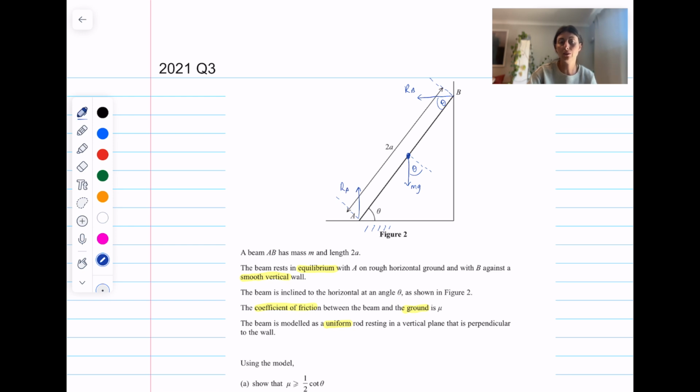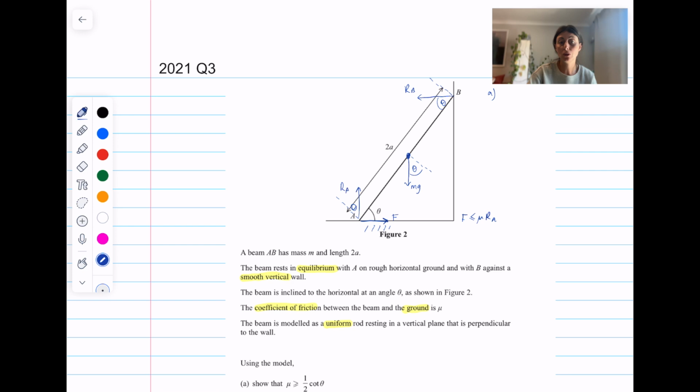I'm also going to add on my friction, which will be opposing potential motion. The tendency would be for the ladder to slip down and away from the wall, so friction will be acting towards the wall. And since this is in equilibrium, we can say F is less than or equal to mu RA. Right, now we can actually look at what we've been asked to do.